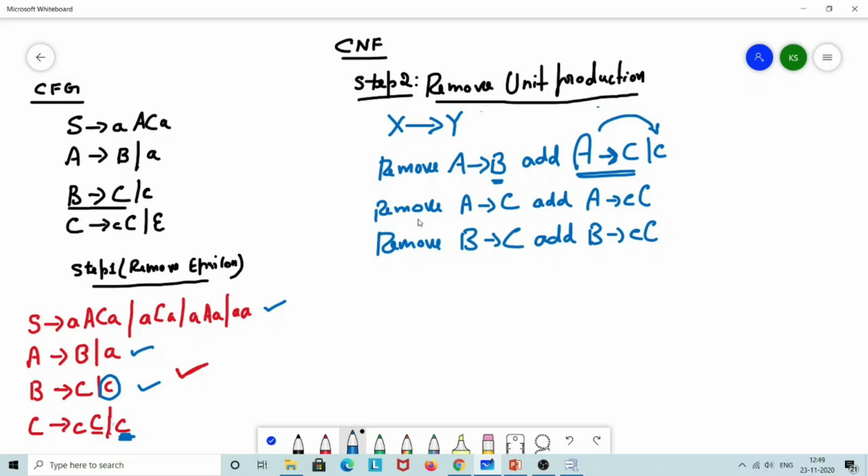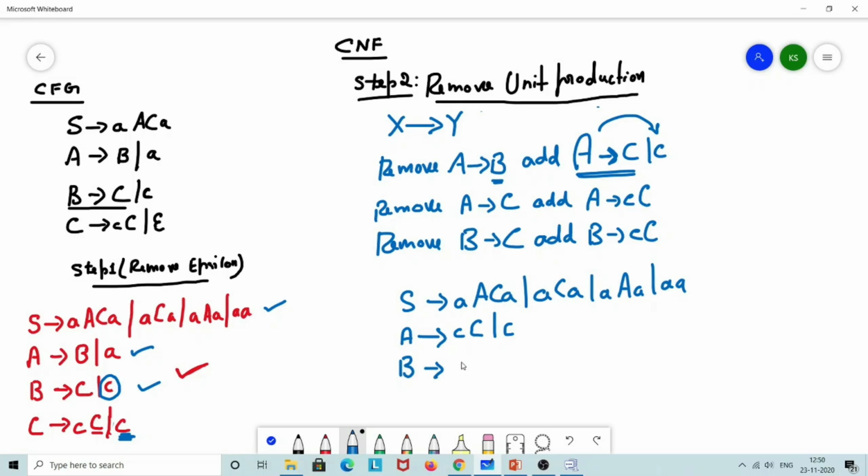Okay, so after removing this unit production, what do I get? I get S gives, these rules written as they are: A capital C, A small c, A capital C, A, and A. And the changes made here will be A gives capital C or small letter c. Same is applicable with B. It gives capital C or small c. And C is also giving capital C or small c. So this is the answer I get after removing the unit production from my grammar. Okay.